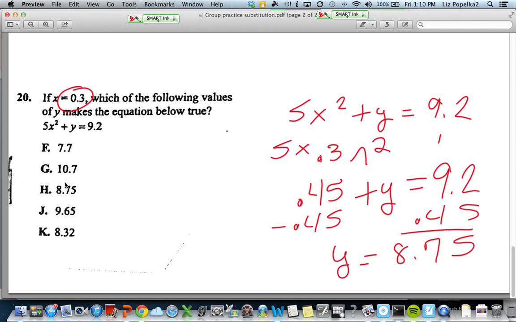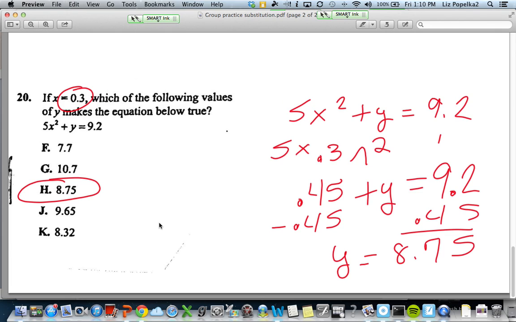So our answer should be H. Be careful. What a lot of people might have done is not lined up their decimals and subtracted this 2 minus 5. So just put it in your calculator. Once we start dealing with all these fractions and decimals, it's so easy to make a mistake. So just very carefully put it in there, and you should be able to get the right answer.